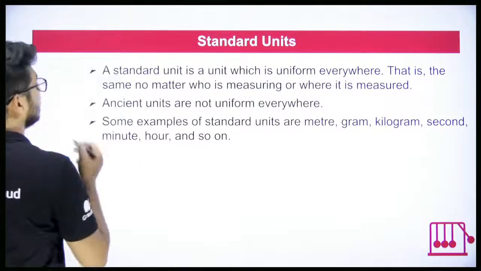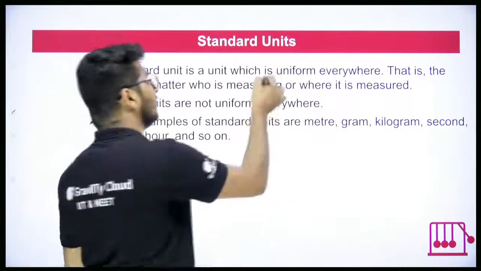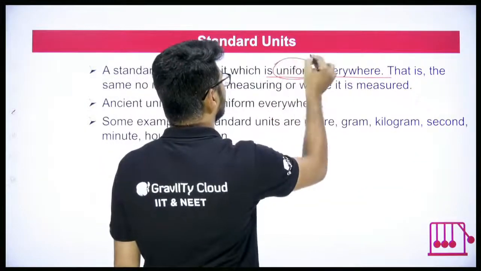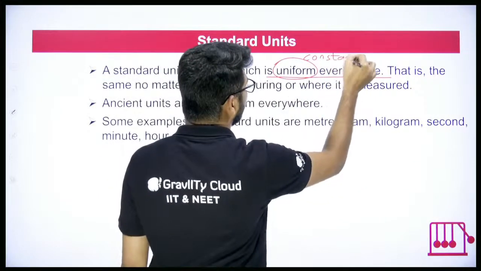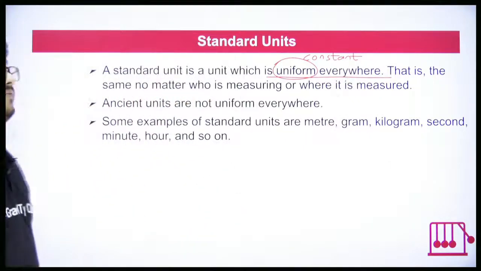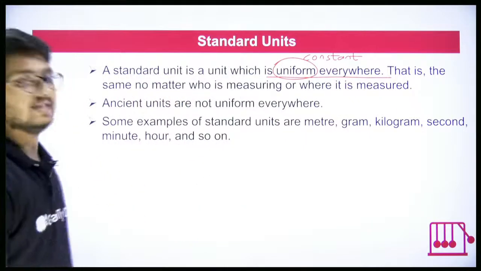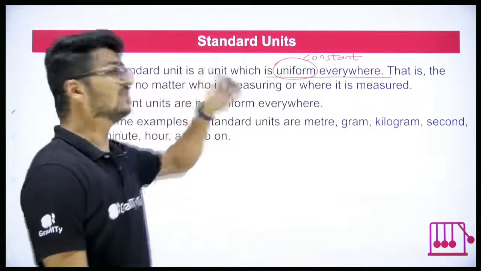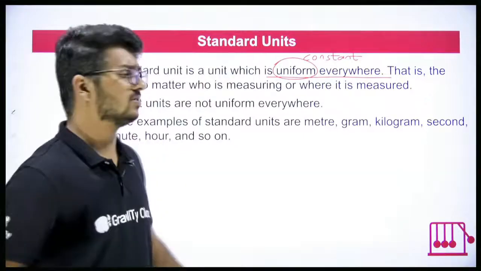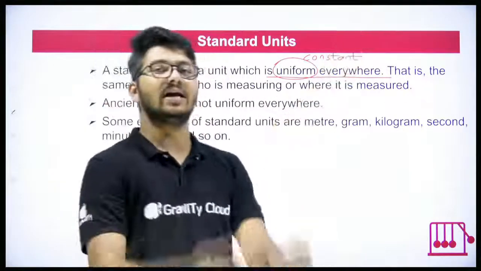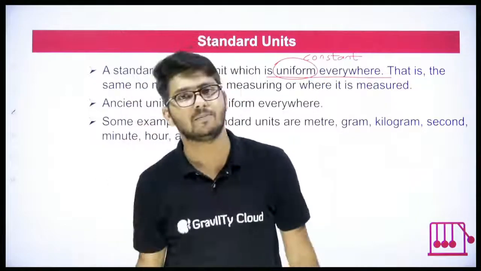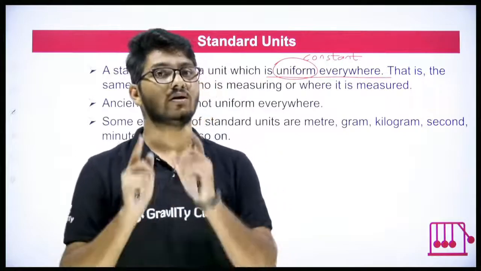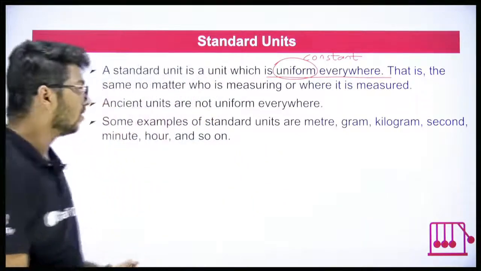So what are standard units? It is a unit which is uniform everywhere. What does uniform mean? Uniform will mean the same, which is constant. You can understand uniform as constant. So a standard unit is a unit which is constant everywhere. It remains the same no matter who is measuring it, or where it is measured. I told you, right? It should not change depending on person, place, or time. Standard units should not change. Simple? Good.